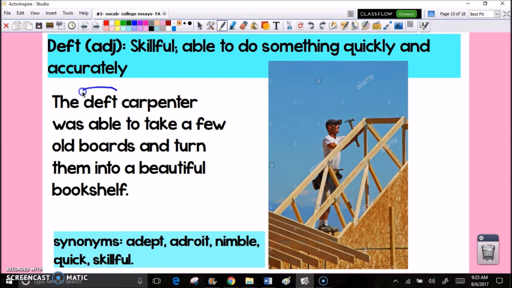The deft carpenter, right? So you're using it as an adjective. You're describing the carpenter as being skillful. Was able to take a few old boards and turn them into a beautiful bookshelf. Now, since deft, obviously it's a little bit weird. It's a more sophisticated way of saying the word skillful. So one of the easiest ways to use this in a sentence would be to write a sentence where you're describing someone as skillful and then just replace the word skillful with the word deft.